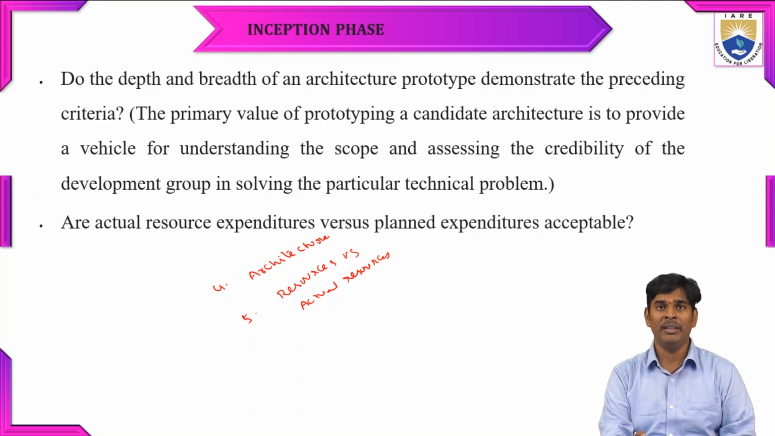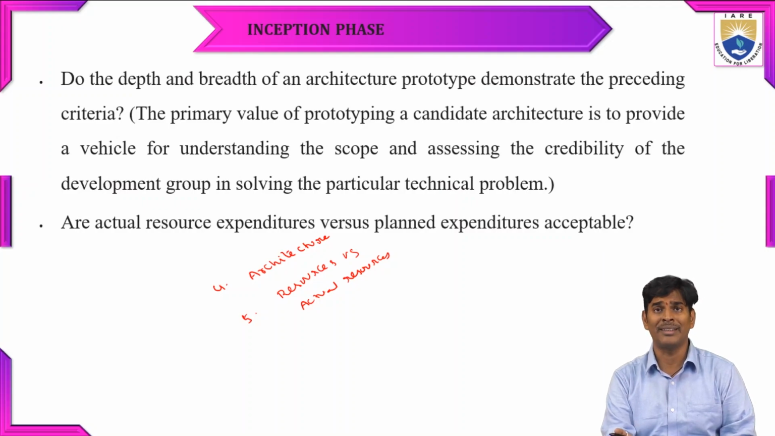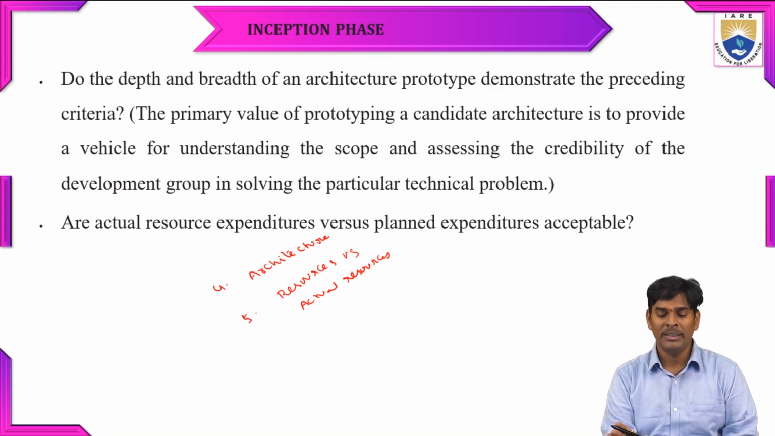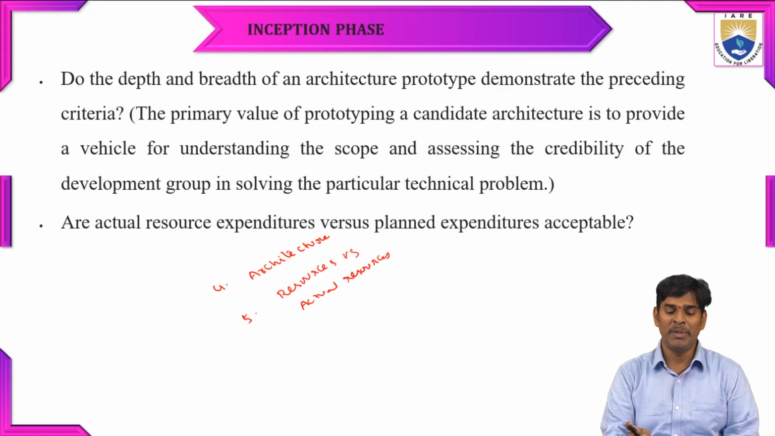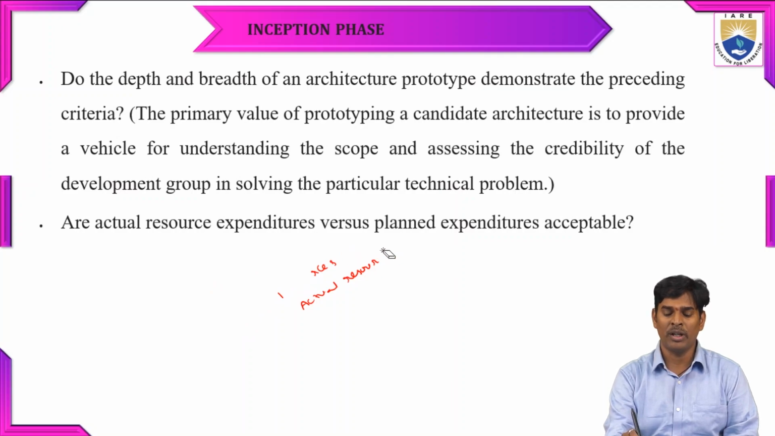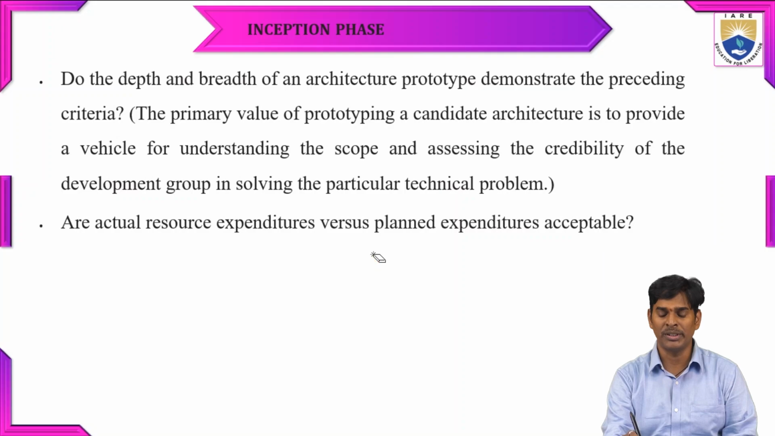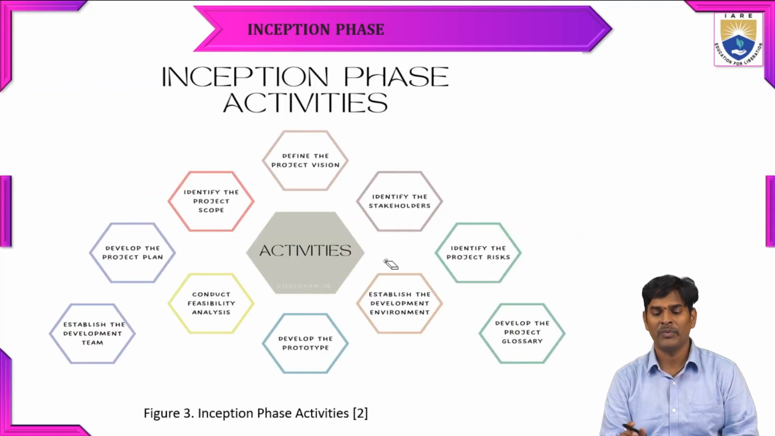So if the variation is minimal, the stakeholders can accept it. Whereas if there are more modifications in the resources, then the stakeholders cannot accept the resources or expenditures that happen during the project. So that's why they need to give an explanation about the actual resources and the planned resources during the project. Okay.